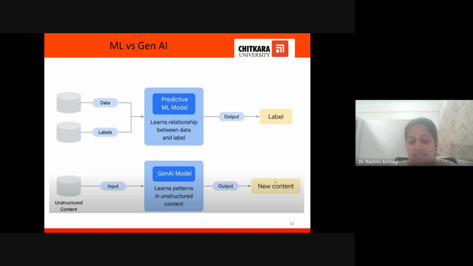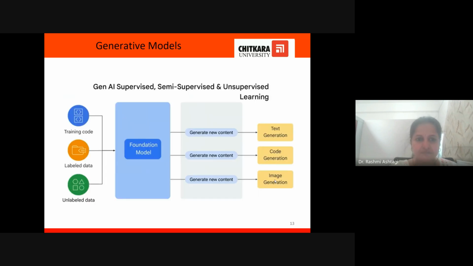These Gen AI tools, there is no need to design them, they are already available for us. If you want, we can customize them if we know the coding, but without that also they are freely available, so we can use them directly. Here we can see there are supervised, semi-supervised and unsupervised learning. So what can it generate? It can generate everything. It can generate text, it can generate code for us, it can generate image, video, audio, everything.